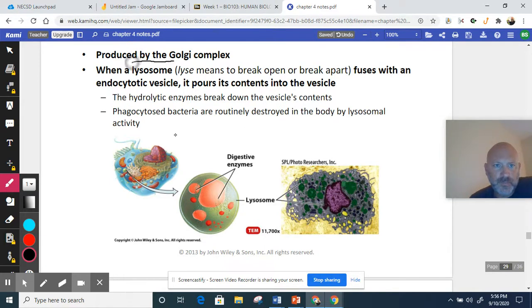Lysosomes. Remember, lyse means to break. We saw hemolyzed cells, the cells that took in too much water, the cells that were sitting in a hypotonic environment, they hemolyzed, right? So lysosome, lyse means to break. These are digestive centers. These have digestive enzymes.